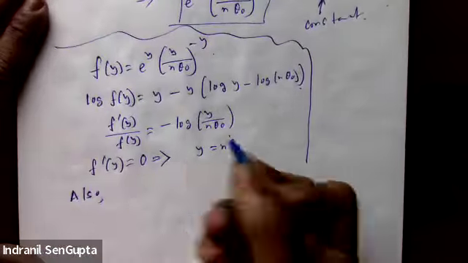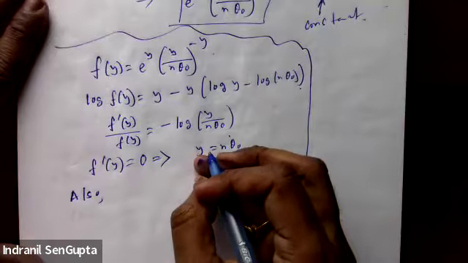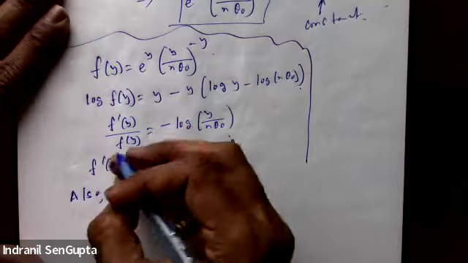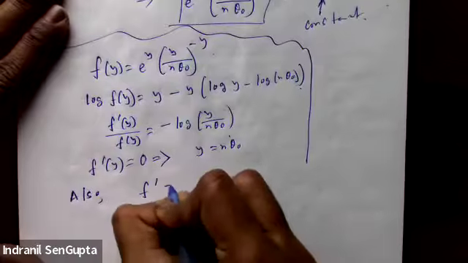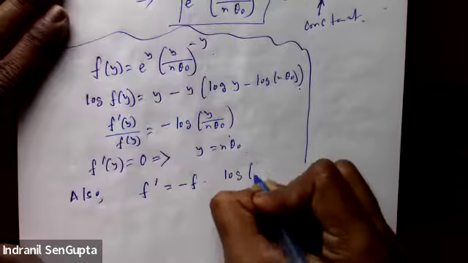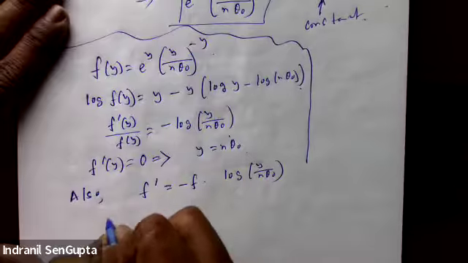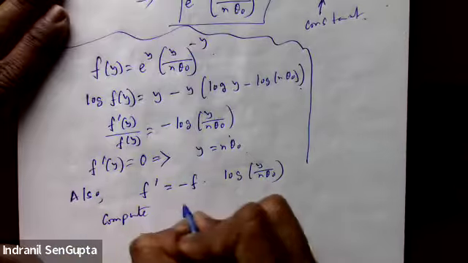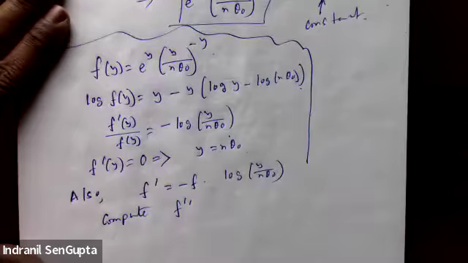Okay. Also, let's compute the second derivative. So you can check that the second derivative in this case, f prime is really f times minus log of y over n theta 0. So compute f double prime from here.